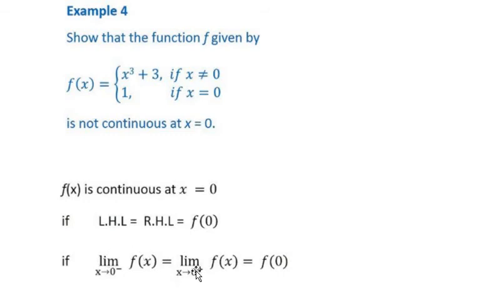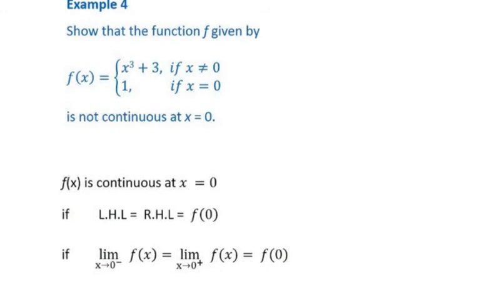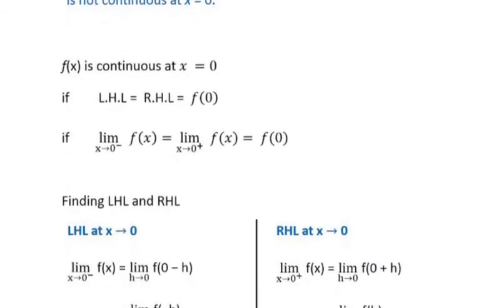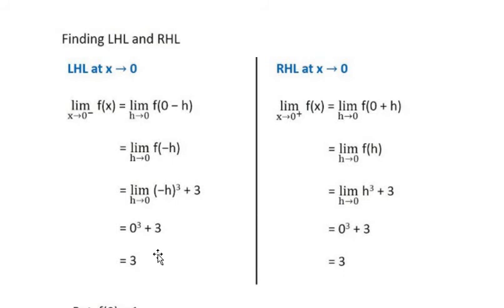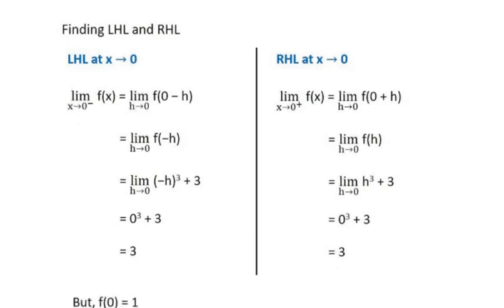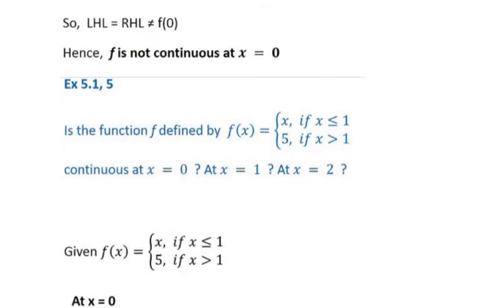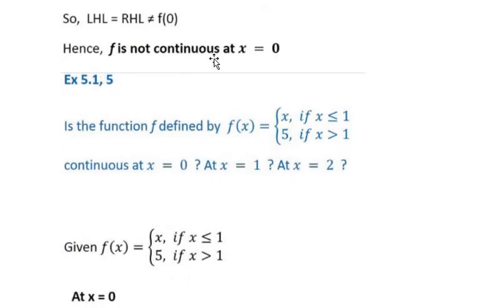See here, limit x tends to 0 will have a left hand side limit and a right hand side limit, right? So that is going to be the left hand side limit and the right hand side limit. When we are very near to 0, the value will also be close to 1, approximately 1. So the left hand side limit and right hand side limit are both 1. Okay, f of 0 is equal to 1, right? So the left hand side and right hand side limits are equal but not equal to f of 0, therefore f is not continuous at x equals 0.